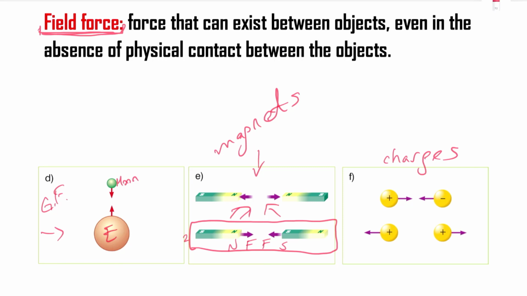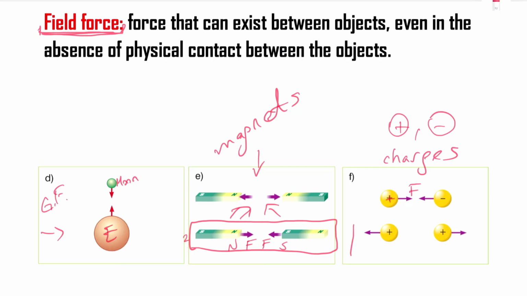Electric charge, as you know, we have two types of charge, positive and negative charge. And as you know, like charges repel each other and unlike charges attract each other. So here we call that electric field force. Here we have a positive and negative charge, so from a distance, they're going to attract each other.